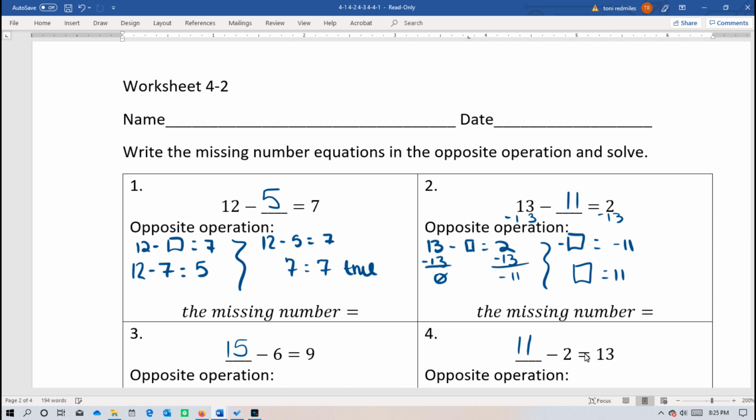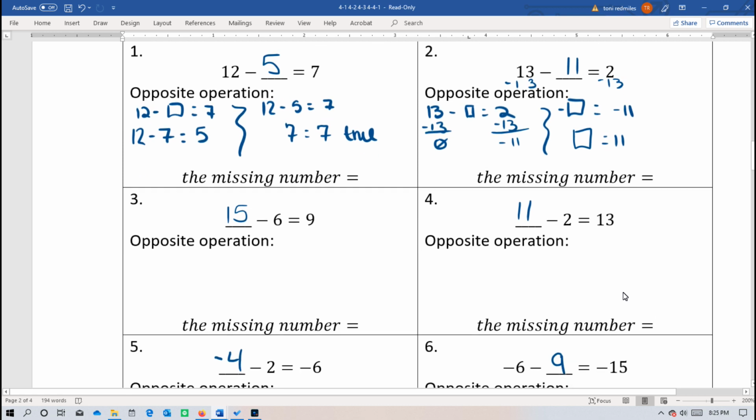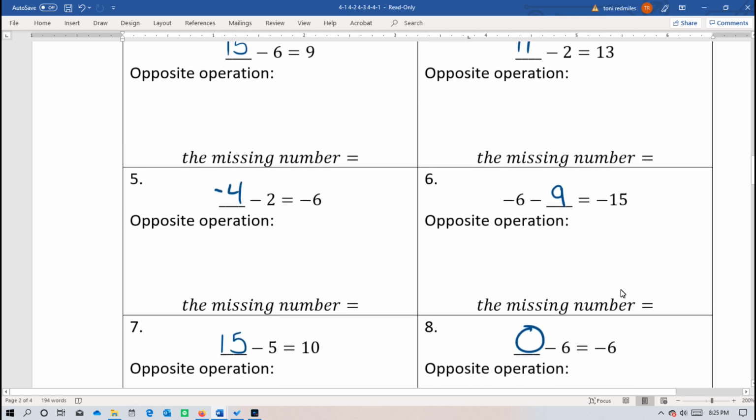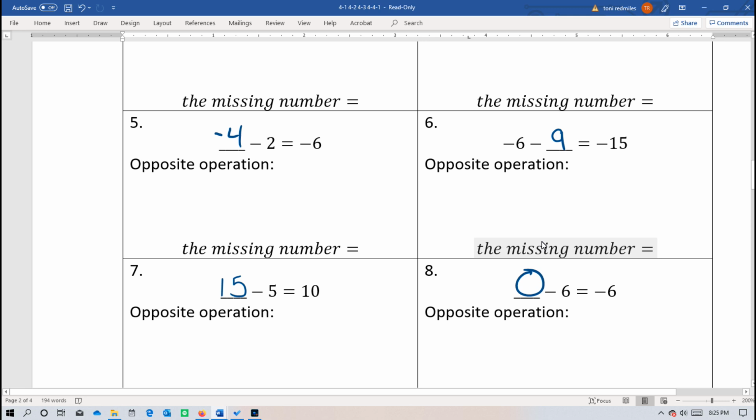So I showed you how to do it one way for number 1, and now I'm showing you a different way for number 2. You've got to decide which way makes sense to you. All right, so let's jump down to number 6. In this case, it's a negative 6. So to get a 0, to get rid of it, I have to add 6.